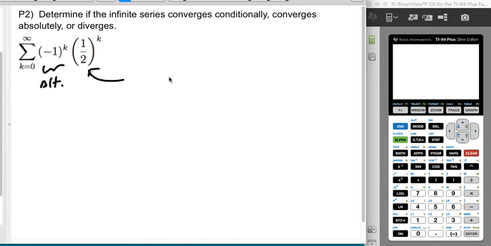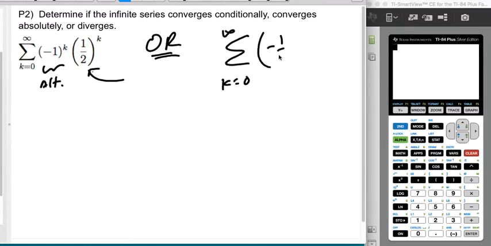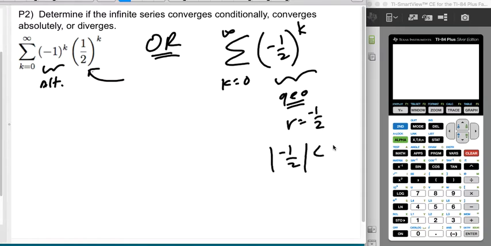There's two ways to do this, right? So one way to do this is to leave it like this and treat it as an alternating series. The other way to look at this, actually, if you kind of wanted to cheat, is you could rewrite this, because they're both to the k power, as (-1/2) to the k, which is just another geometric series. So that's geometric where r is -1/2, and since the absolute value of r is less than 1, this thing converges.